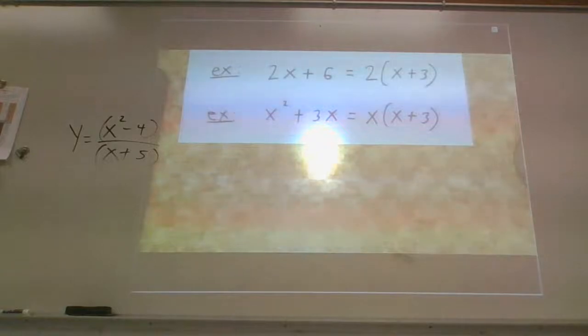Now, I want you to notice something here. Notice that I got the same parentheses for both terms. They're both x plus 3. The only difference between them is the greatest common factor, even though they look completely different at the beginning. It looks kind of insane.